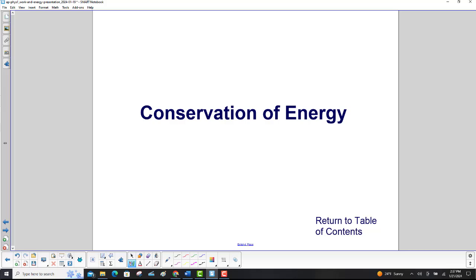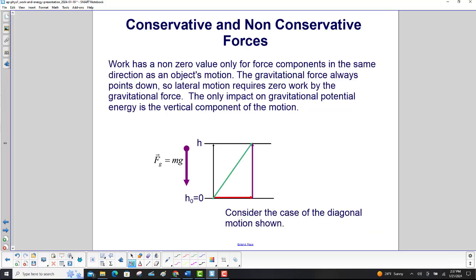Conservation of energy. Work has a non-zero value only for force components in the same direction as an object's motion. The gravitational force always points down, so lateral motion requires zero work by the gravitational force. The only impact on gravitational potential energy is the vertical component of the motion. So consider the case of the diagonal motion here.